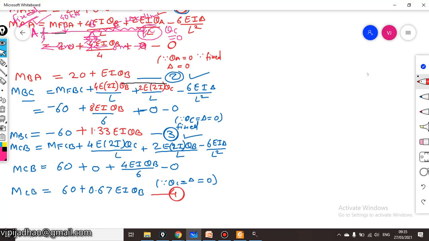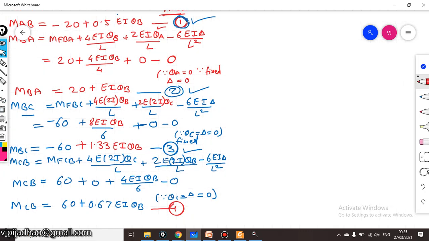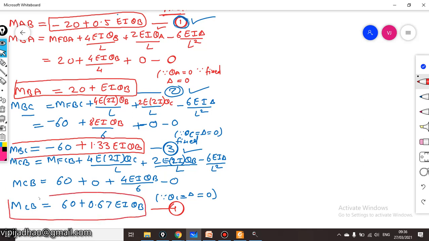So we have found out the equation number 1, 2, 3 and 4. You can see here, this is our first slope deflection equation, this is our second slope deflection equation, this is our third slope deflection equation, and this is our fourth and final slope deflection equation.